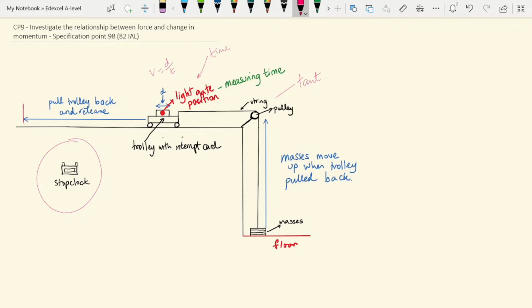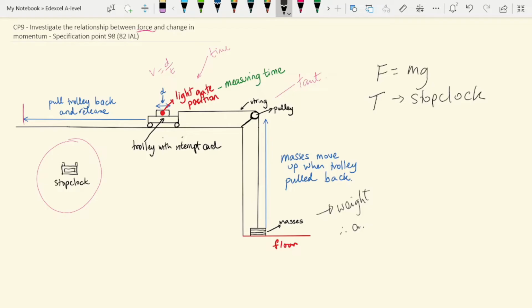What we want to do is measure force, because we're investigating the relationship between force and change in momentum. In order to measure force, we use the masses, whose weight is causing an acceleration. So this is our force: our force here is m times g. The first thing you're going to have to make note of is the masses there. Then the force acts for the time that is recorded on the stop clock, and when we multiply force times that time, we get the impulse.